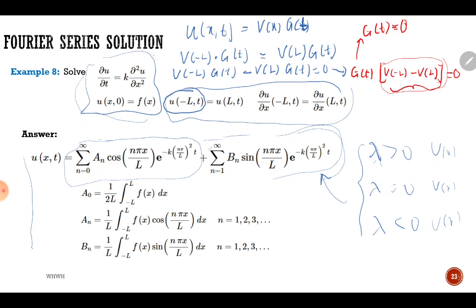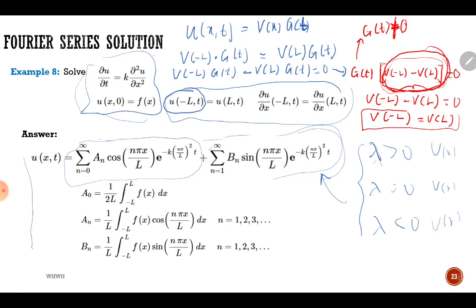But remember, we can't let GT equal to 0, because GT equals to 0 will lead to a trivial solution. So GT cannot be equal to 0. So in this case, we're going to choose the second one as our boundary condition. So we have V negative L minus VL equals to 0, which means V negative L equals to VL as your boundary condition, the first boundary condition that you need to check for each of the lambda cases.